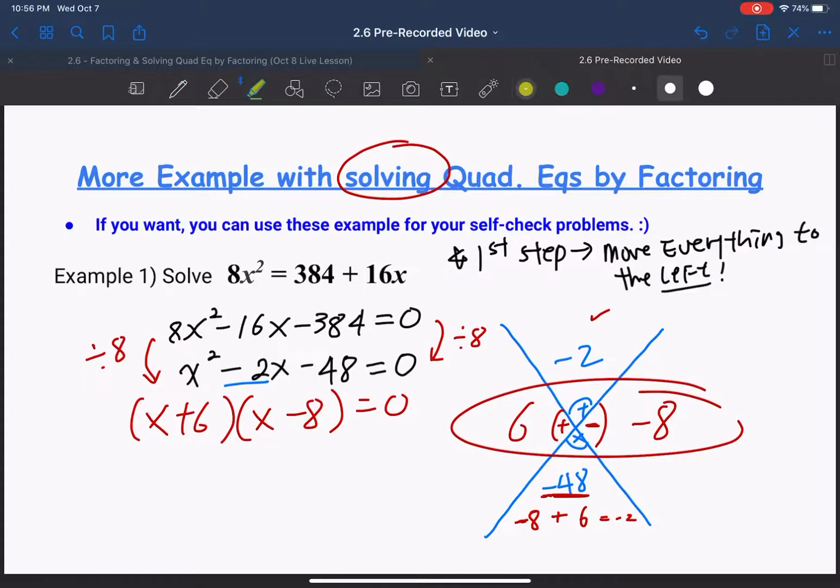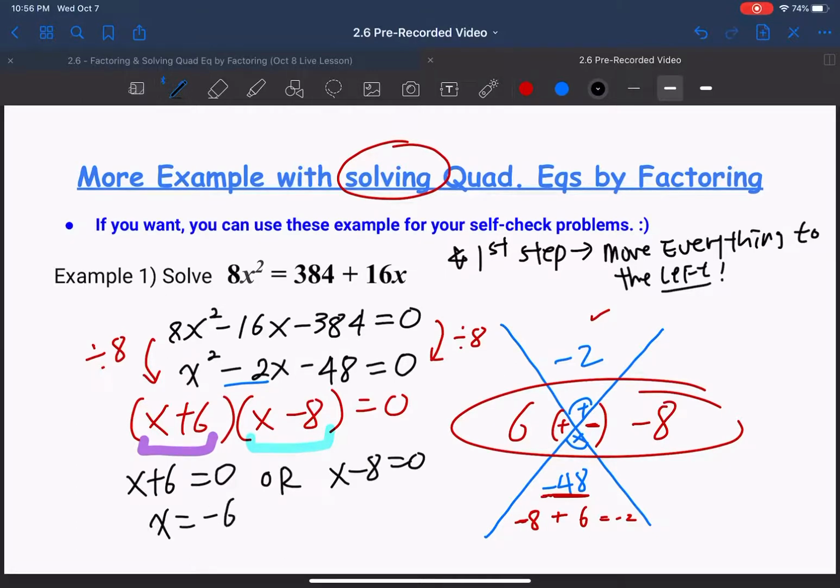Again, when we are solving quadratic equations, either this one has to be 0 or this one has to be 0. Just one of them has to be 0 because 0 times some number is 0. So you have to set them equal to 0. Either x plus 6 is 0 or x minus 8 is 0. Therefore, x is negative 6, or it can be 8 as well. So you have two solutions: x equals negative 6 or x equals 8.